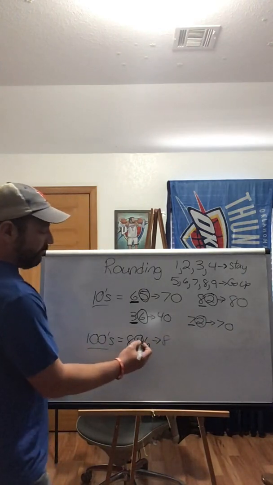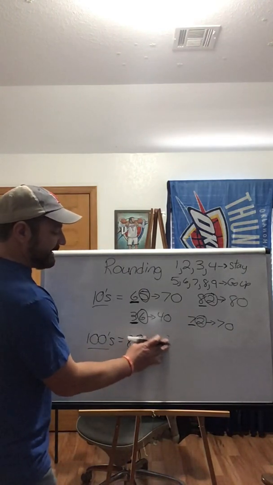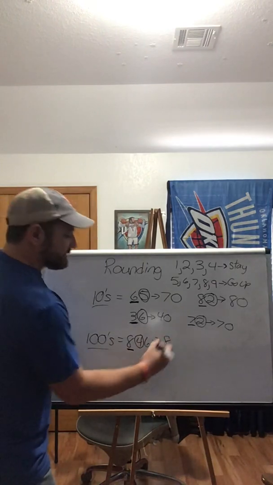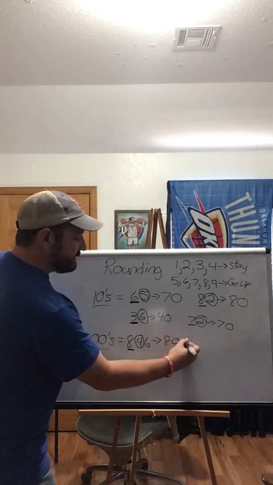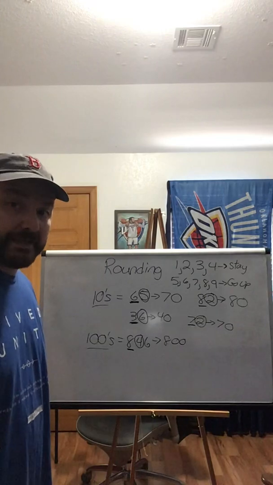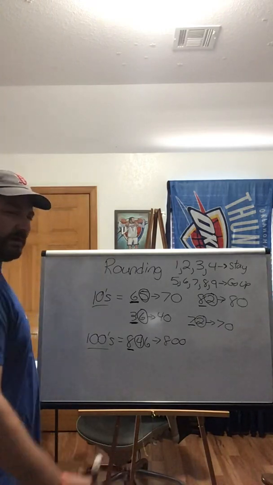So I'm going to put an 8. What do I do with these other two numbers? Guess what I'm going to put them as? Those other two numbers are going to be zeros. You're exactly right. Perfect. Okay? Huh? Some of you are like, what?